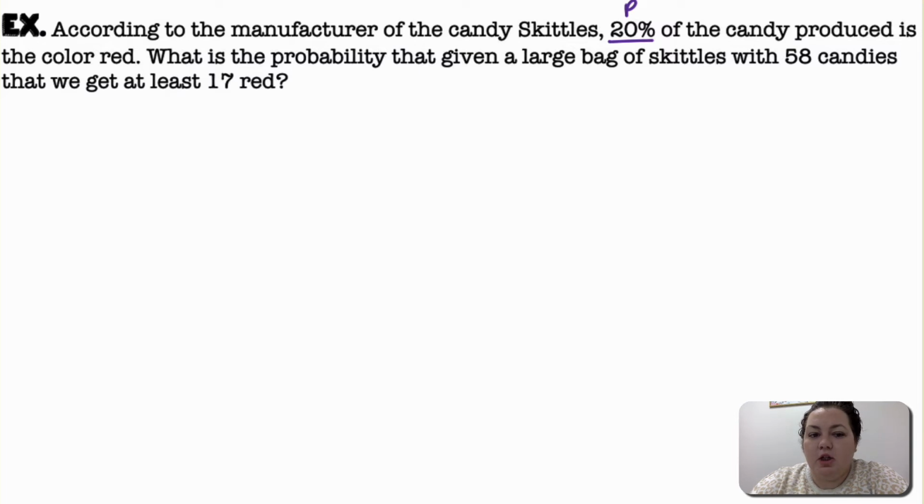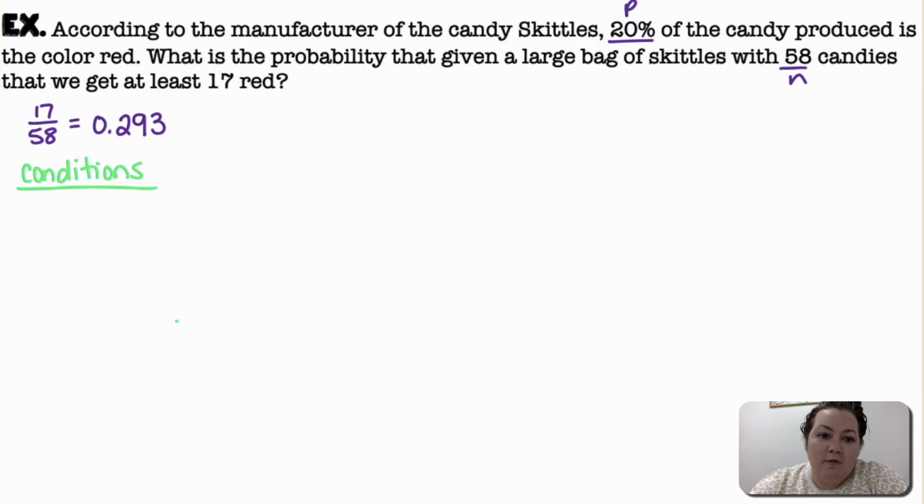So that is our population proportion. 58 candies are in the bag, so that's my sample size, so that's n. And then I want to see if I can get more than 17. So 17 out of 58 is almost 30%, so it's 0.293. So if it's supposed to be 20%, what's the probability that I get closer to 30%? That's what I'm checking.